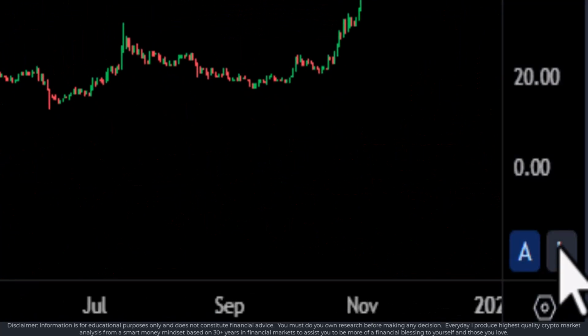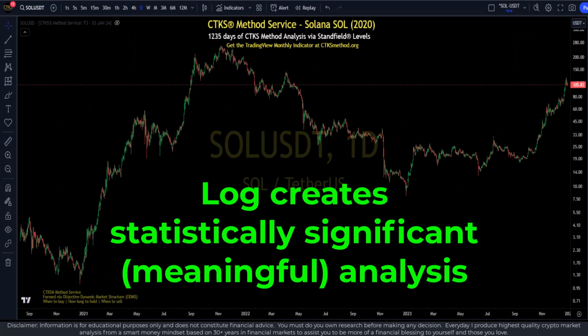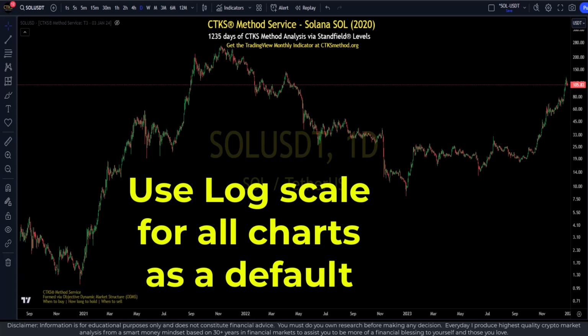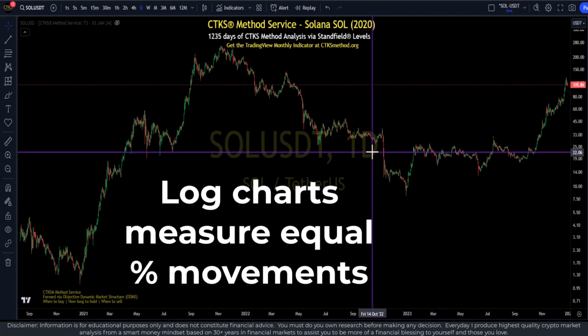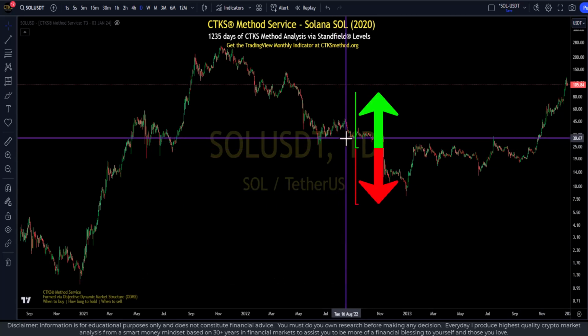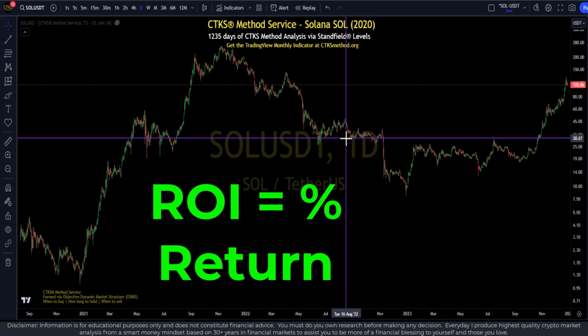That means that we need to look through the lens of statistical significance. How do we do that? By turning on logarithmic scale. Logarithmic scale is vitally important to action on all of your charts. If you don't do so, you'll not understand what investors and traders are all about. That's literally return on investment. That's simple. Return on investment is always a percentage.